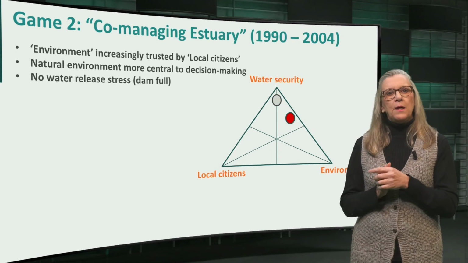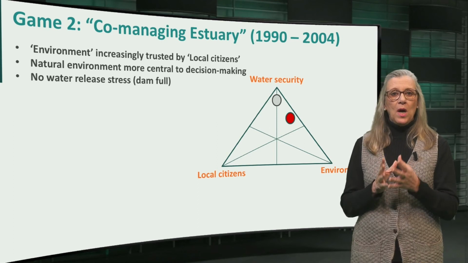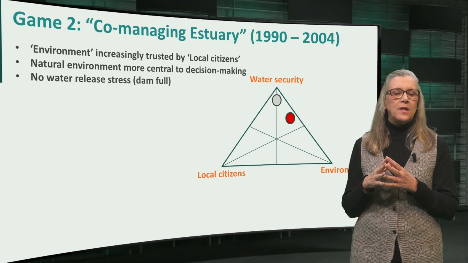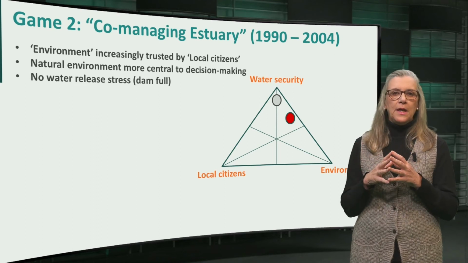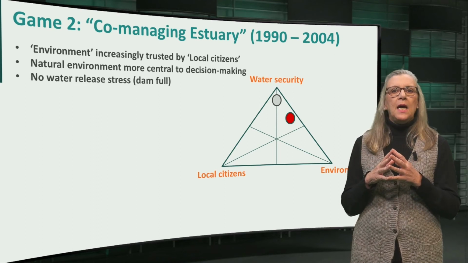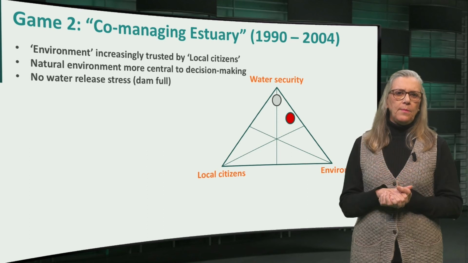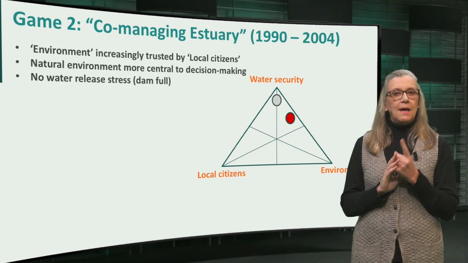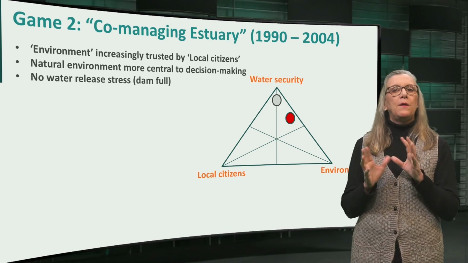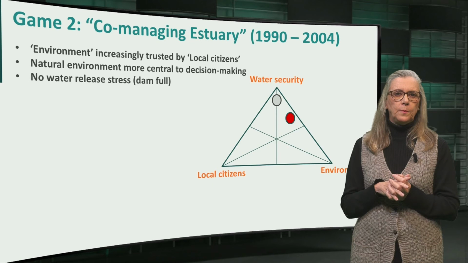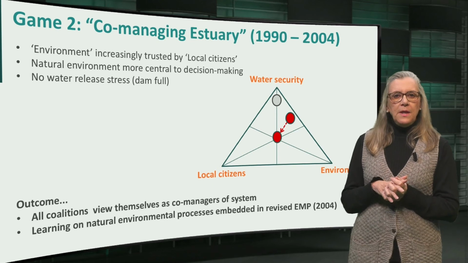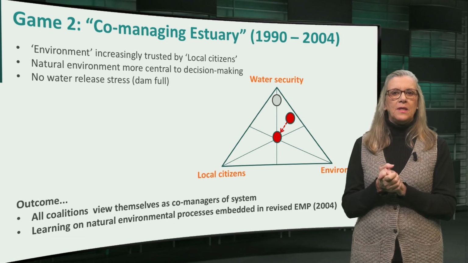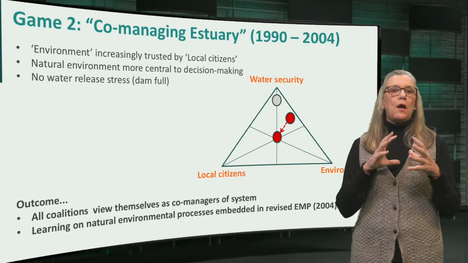So with the Environmental Coalition gaining influence in Game 1, they started gaining the trust of the local citizens coalition. They shared their scientific knowledge with the local community, and so all learned together. A hugely important factor during Game 2 was that enough rain filled the dam fast so that there was plenty of water for all. So during Game 2, trust was built among the coalitions, and they viewed themselves as co-managers of the estuary.